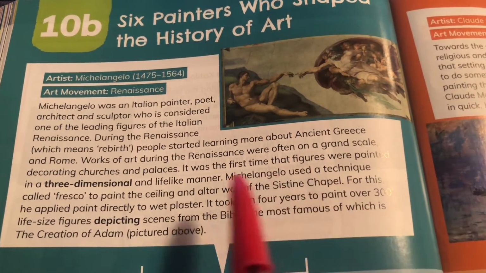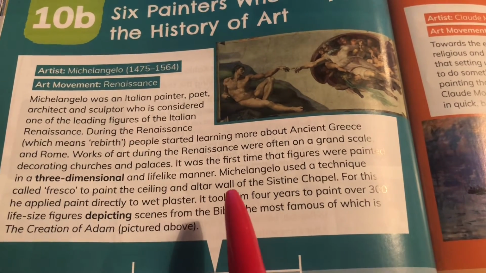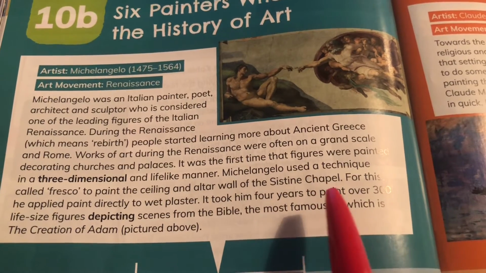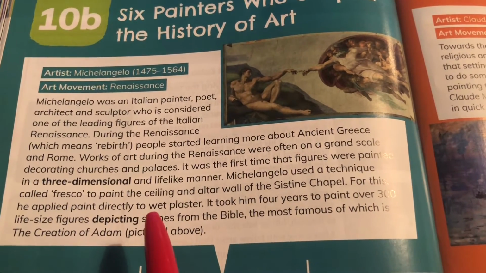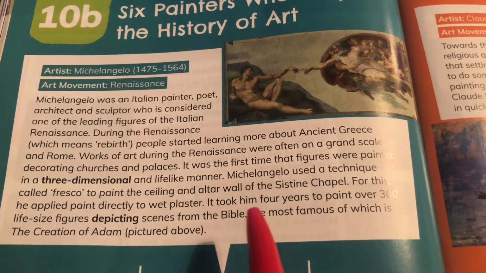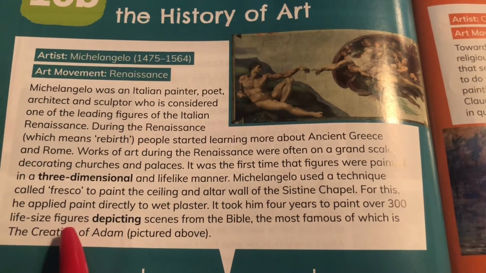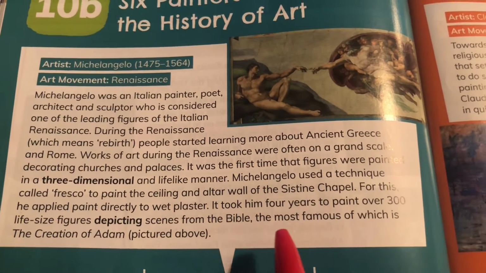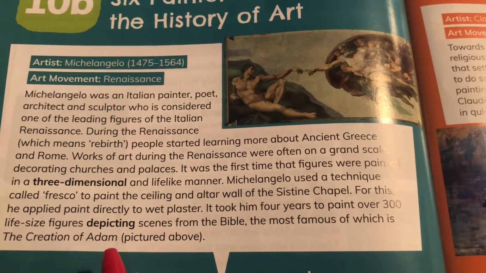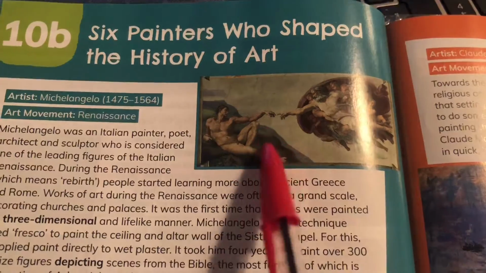Michelangelo used a technique called fresco to paint the ceiling and altar wall of the Sistine Chapel. For this, he applied paint directly to wet plaster. It took him 4 years to paint over 300 life-size figures depicting scenes from the Bible, the most famous of which is the creation of Adam, pictured above. So this is his famous fresco, The Creation of Adam.